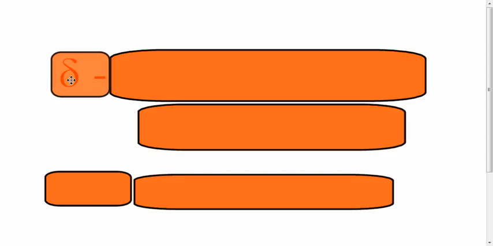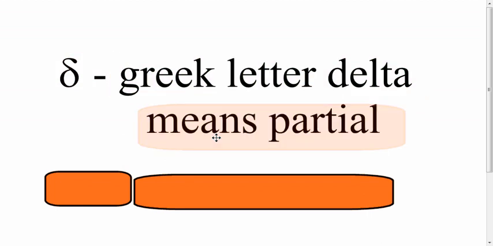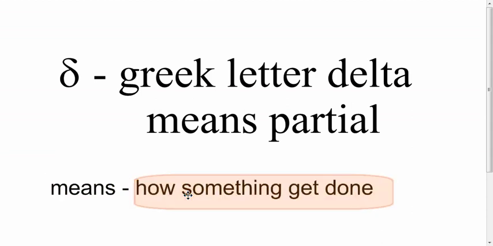Here are a couple terms you're going to need to know. This is the Greek letter delta, and it means partial. And by means, I mean how something gets done.